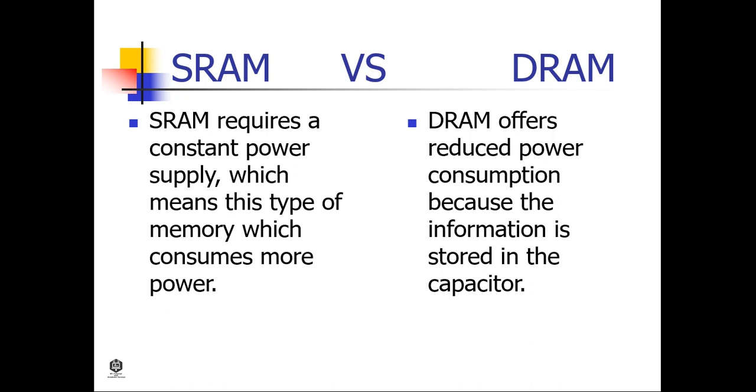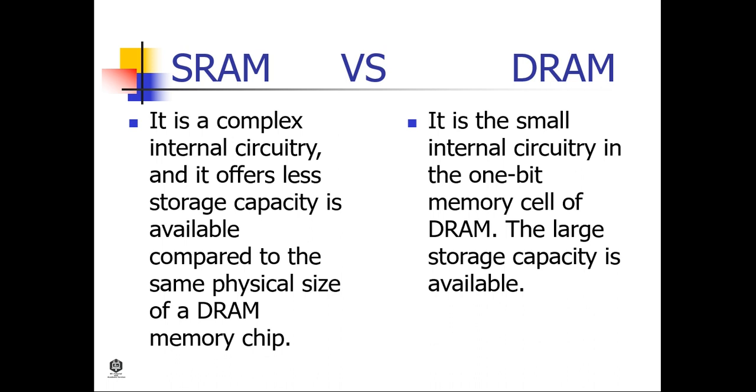SRAM requires a constant power supply, which means it's a type of memory which consumes more power. DRAM offers reduced power consumption because the information is stored in the capacitor. SRAM has complex internal circuitry, so less storage capacity is available compared to the same physical size of a DRAM memory chip.